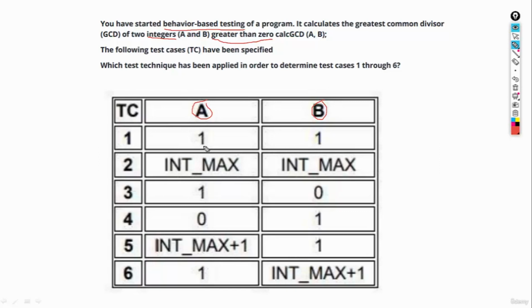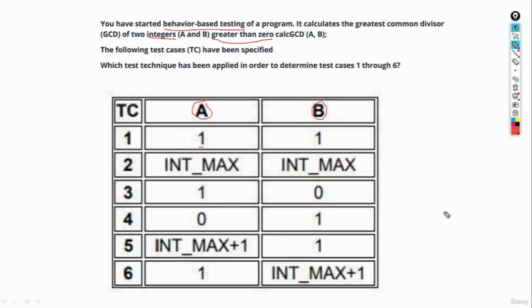In our test cases, as we see, for A at the beginning, for example, the value is 1, integer maximum, 1, 0, integer maximum plus 1, 1. For B, we have 1, maximum, 0, 1, 1, maximum plus 1. So what is the test technique that uses this type of testing?